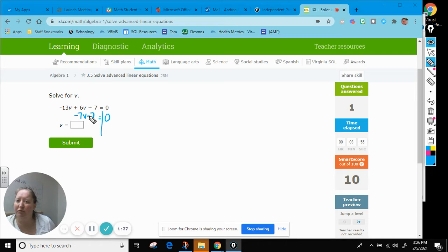Continue solving by moving the constant over to the other side. So when I do cross the fence, that's when I do the opposite operation, okay? And you do it to both sides. So now I have negative 7v is equal to 7. And I divide by the coefficient. And so I'm getting negative 1.